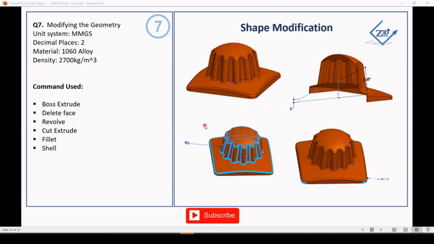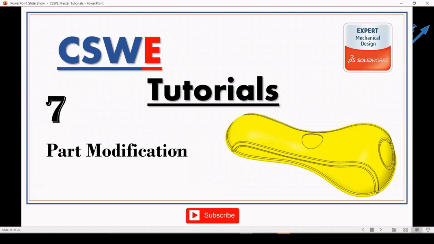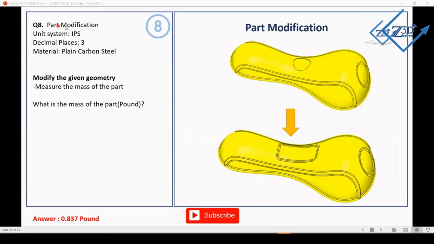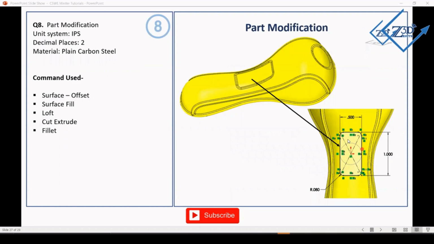In the next question we have to do part modification. This is a very interesting question. You can check the solution video also. Unit is inch pound second. Modify the given geometry as shown in the right side image. Measure the mass of the part in pounds. So we have to change the geometry. Here the geometry dimensions are also given. The commands used are surface offset, surface fill, lofted cut, extrude, fillet.